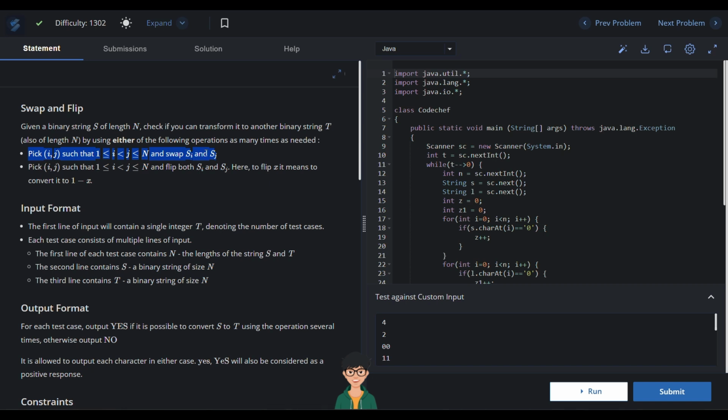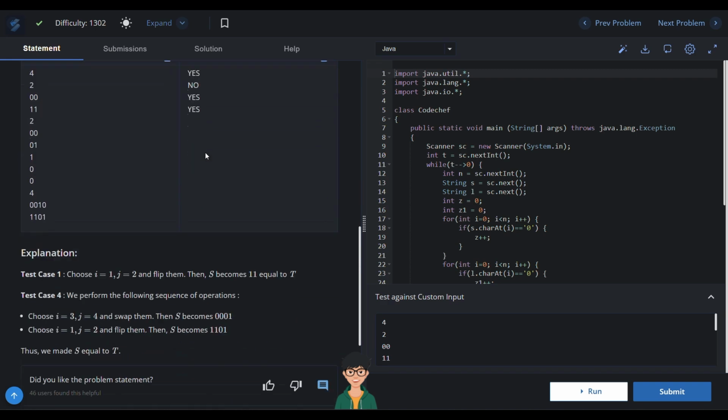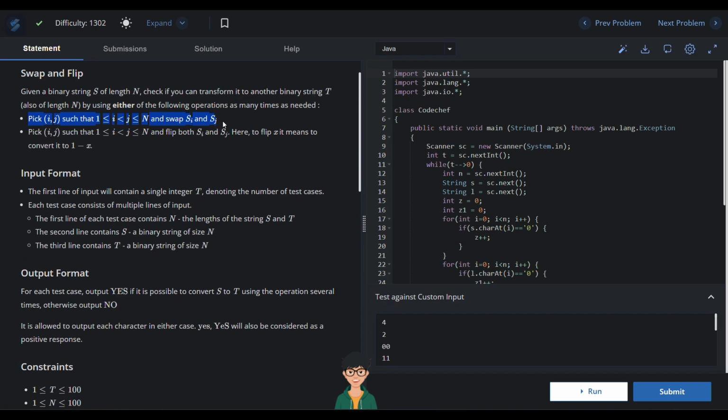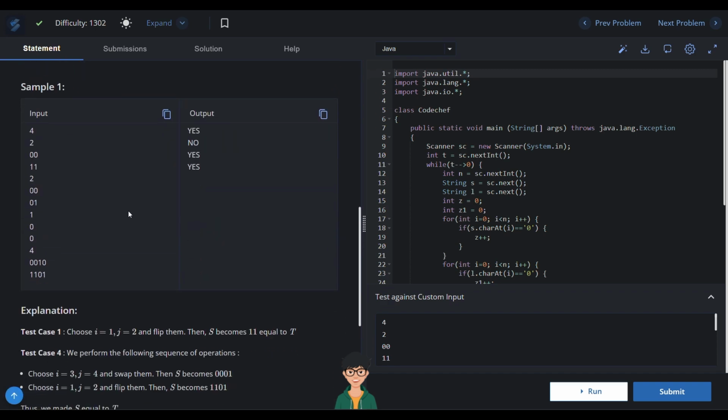If we can swap any element, then obviously, if there are equal numbers of 1s and 0s in both strings, we can order it by swapping in any way, and we will get the strings equal.